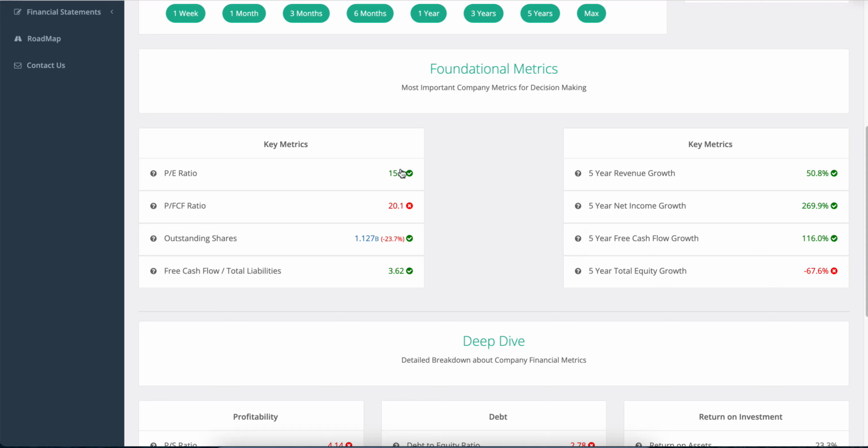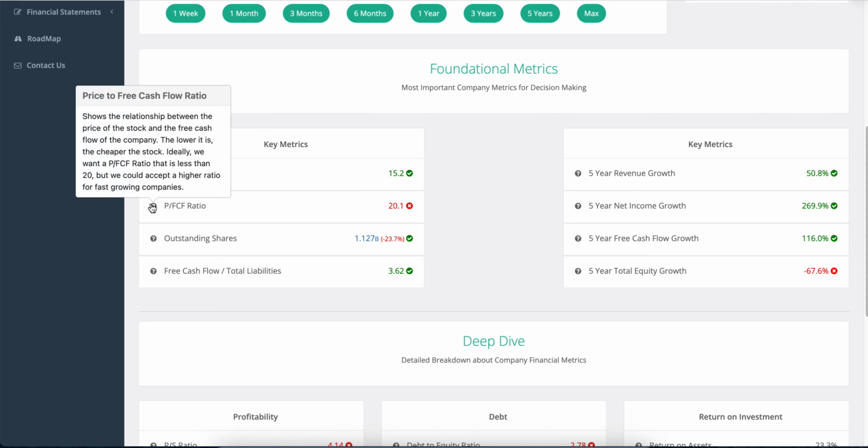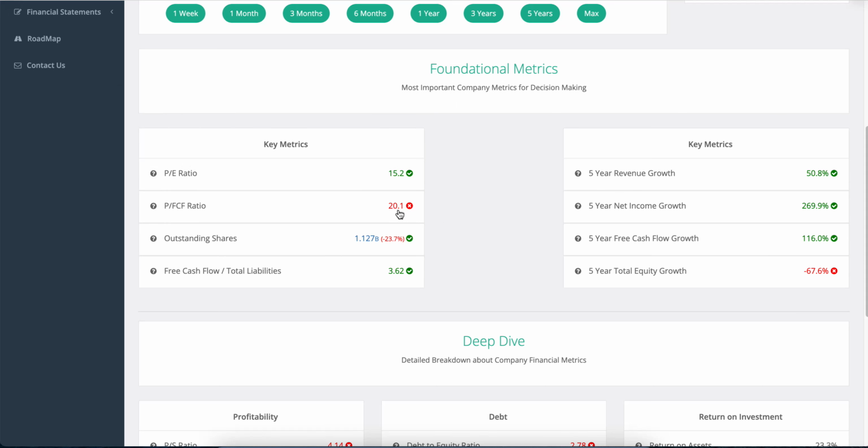So the P/E ratio is sitting at 15, and it has been 30, it has been 27, so it's sitting at a very nice value right now. I like to see 15.2, of course. And the price to free cash flow ratio is also pretty nice, 20.1, marginally red. This will give you a green if it's less than 20, but it doesn't mean that if you get a red, it's automatically a rejection, of course not.